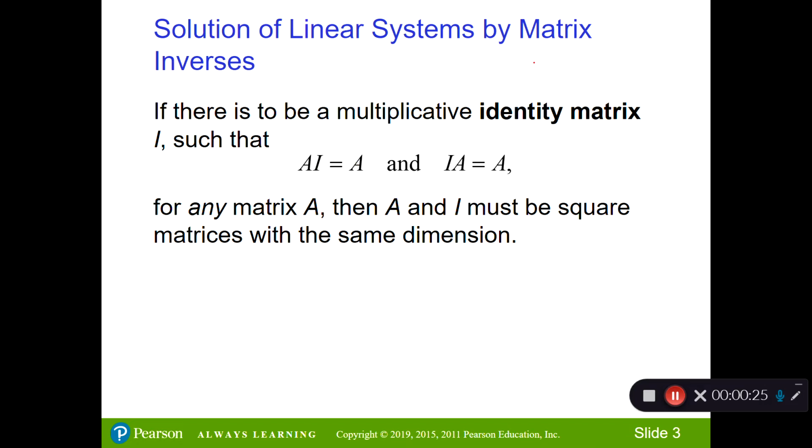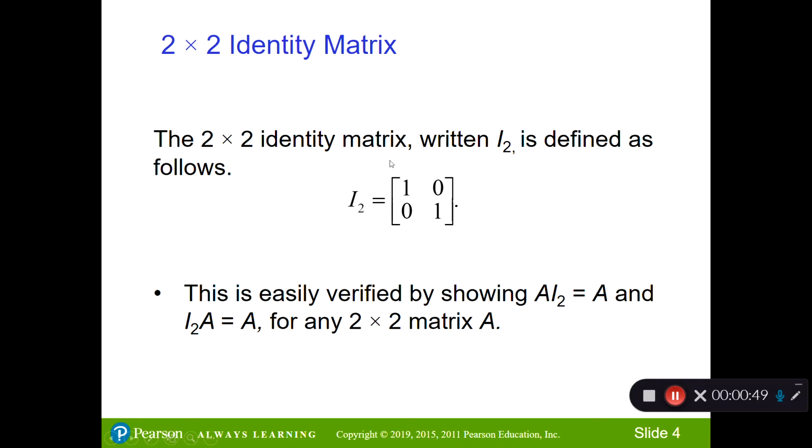Just like 5 times 1 is 5, and 1 is our identity in the real number system, the identity matrix does the same thing. It's like multiplying by the number 1. It doesn't change the value. The identity matrix is a square matrix, meaning it has the same number of rows as columns. Like this is the 2 by 2 identity matrix. It has ones down the diagonal, zeros everywhere else.